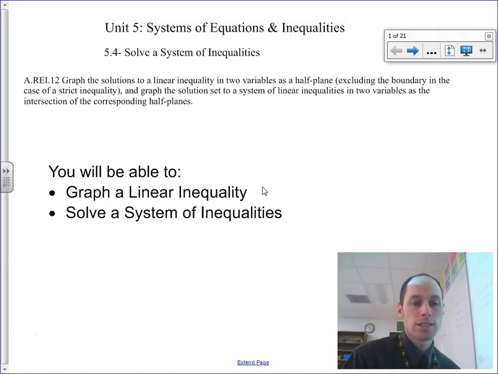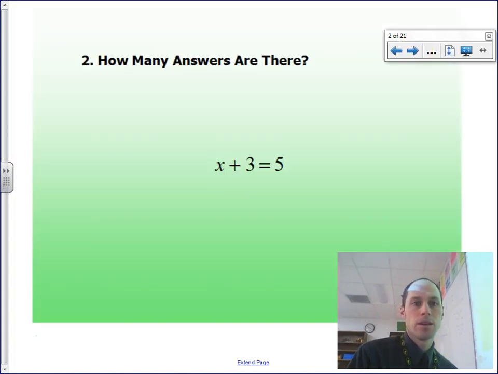So it's stuff that we've done before. We've solved linear inequalities before, and we've graphed systems of equations. We'll kind of combine all those together today. So, as we get started here, let's just take a look at what we know already.